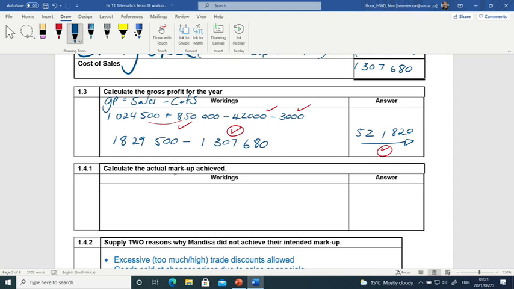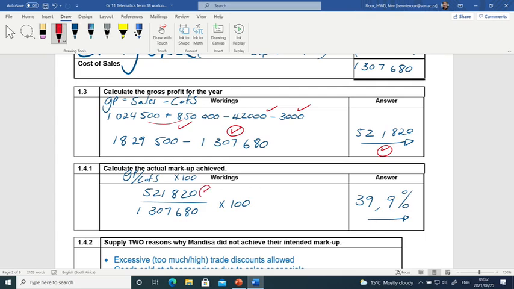The next question, we have to calculate the actual markup achieved. So what percentage is the gross profit on the cost of sales? That's actually what they ask us. That is markup percentage. The gross profit, we just calculated that, 521,820. Divide by cost of sales. We've calculated cost of sales, 1,307,680. We want to calculate a percentage, so multiply by 100, 39.9%, almost 40%. Now this will be one where you get 3 method marks, because you had to calculate the gross profit in the previous question. You had to calculate the cost of sales in the previous question, and if you calculate that correctly, you get your 3rd mark.